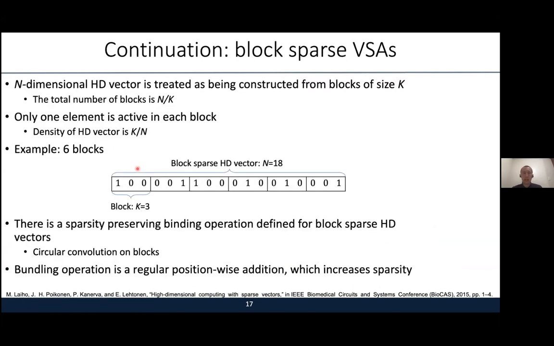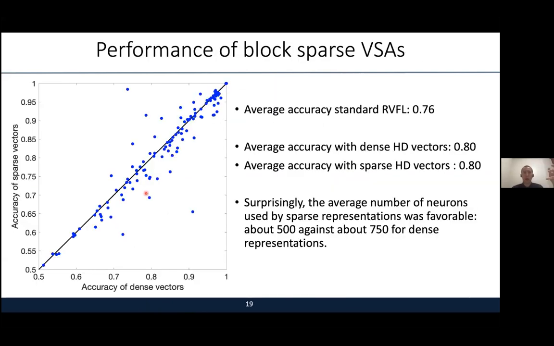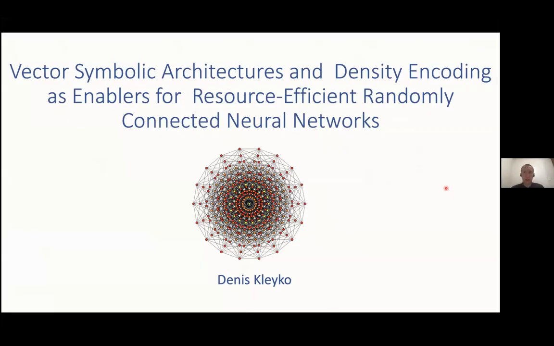And just to pitch a little bit, I want to say that we made one step further, and we did the same experiments using block sparse VSAs, about which you can read more in this paper. The idea is that our HD vectors are very sparse and now have a block structure. We also proposed a special modification of the thermometer code using block sparse code. And we found that the average accuracy was preserved. But as an advantage, we now get sparsity as well in the activations of the hidden layer. And that was the last slide in my presentation.